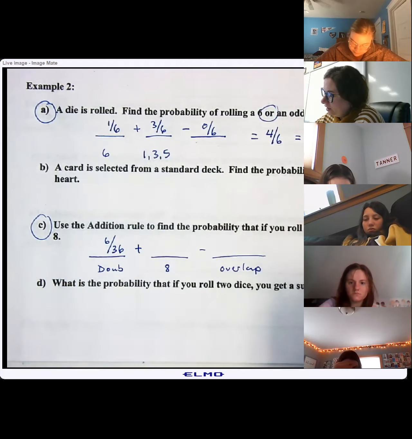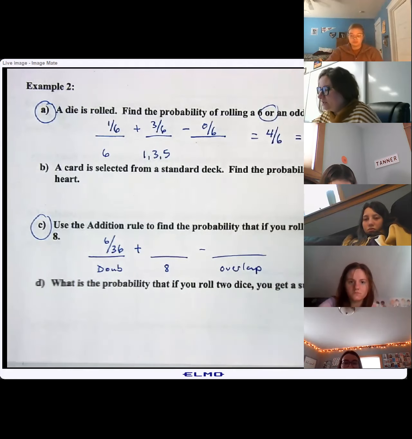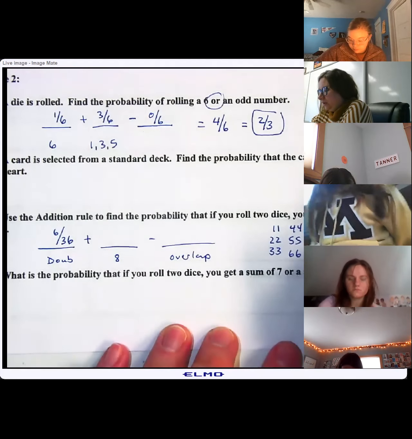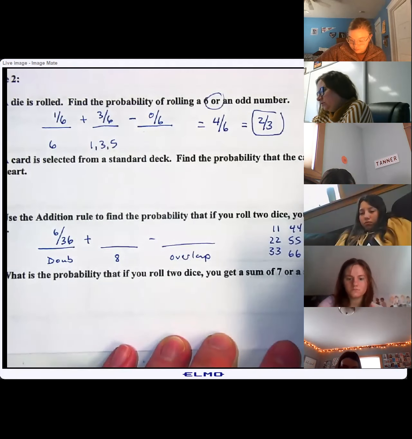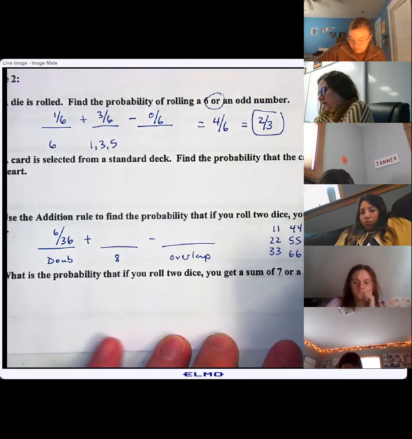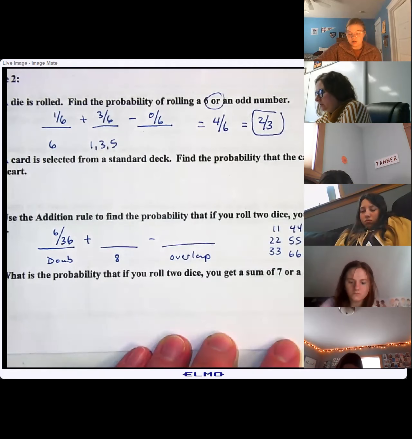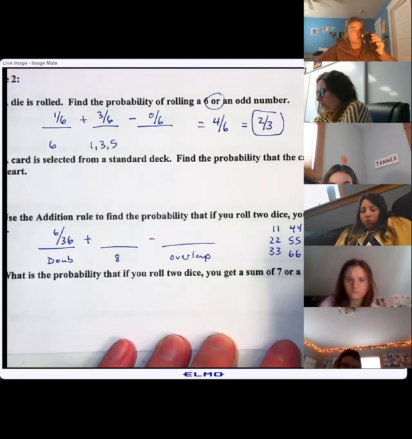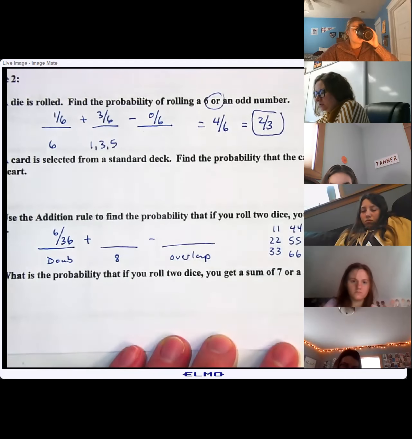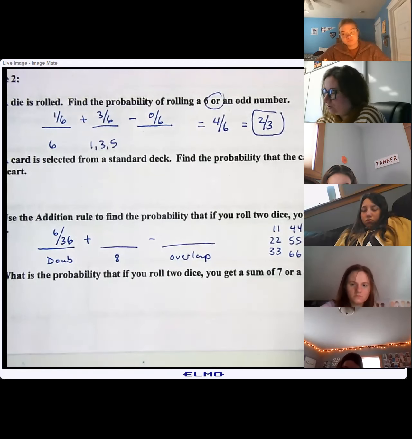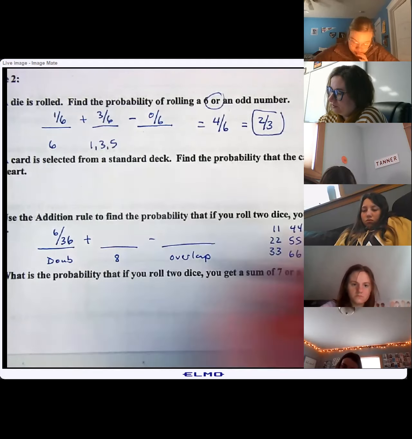Okay. And then we also need to think of things that add up to 8. So let's see, we've got 2 and 6 and 6 and 2. Those add up to 8. And you could get a 3 and a 5 or a 5 and 3, and those would add up to 8. Or a 4 and a 4 would add up to 8. That's it. I can't write 1 and 7 because there's no 7 on a die. So that's 5 out of 36 here.